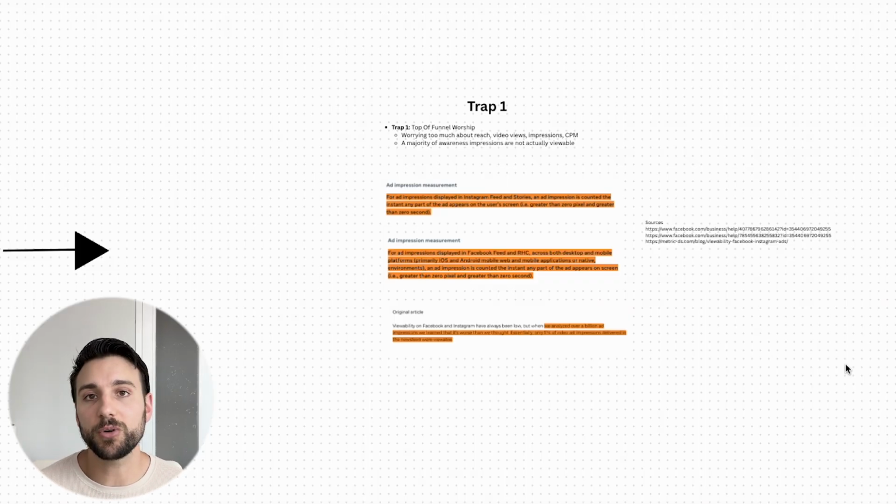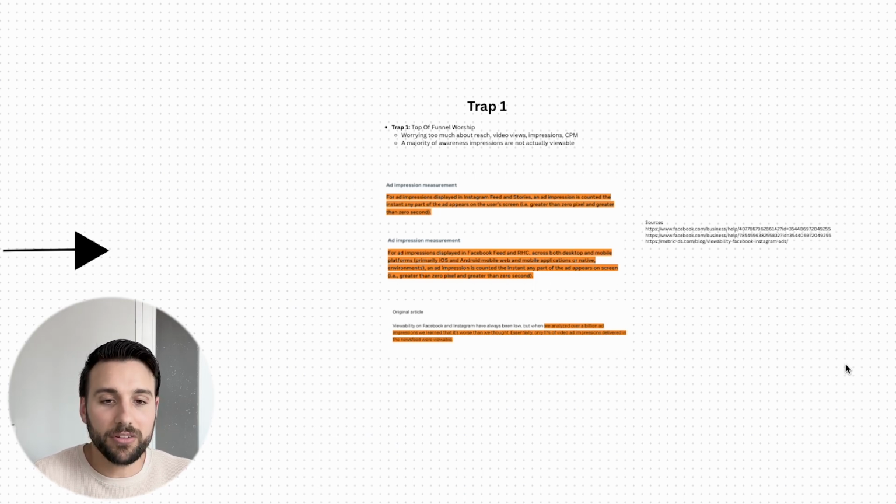Top of funnel worship is what I'm calling this. It's just having too much of a focus on top level metrics like impressions, reach, views, clicks. These are all essentially meaningless to your end result because these are all very heavily influenced by delivery of the ad platform. But what I really want to hone in on here is what actually makes an impression. So what does make an impression?